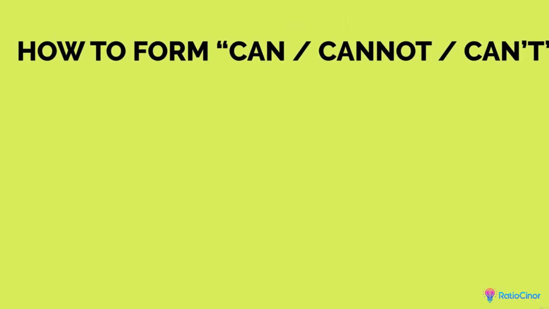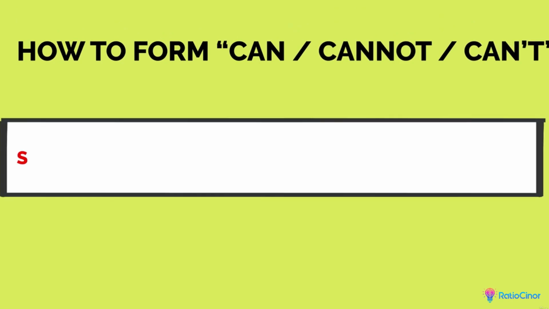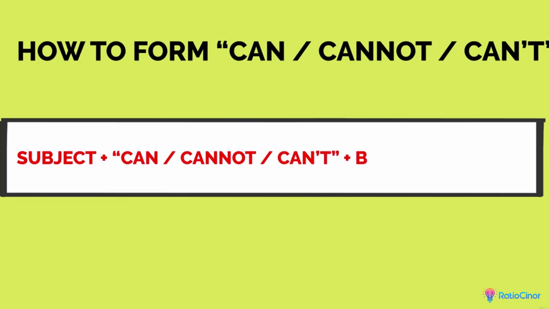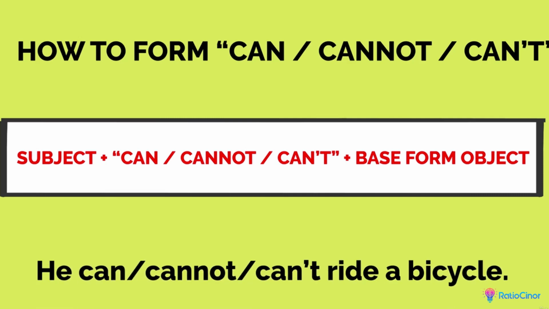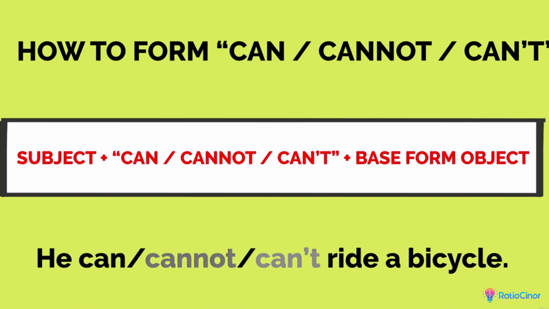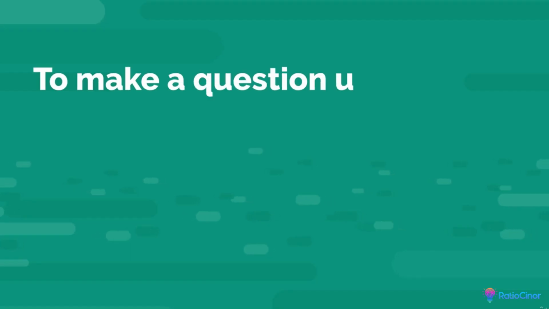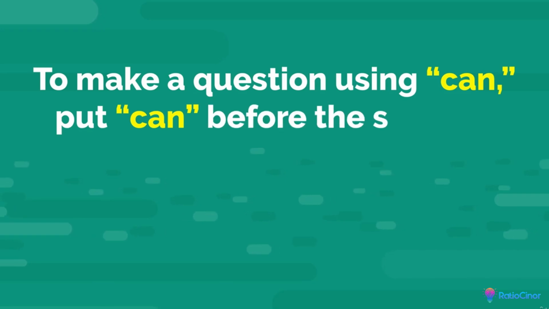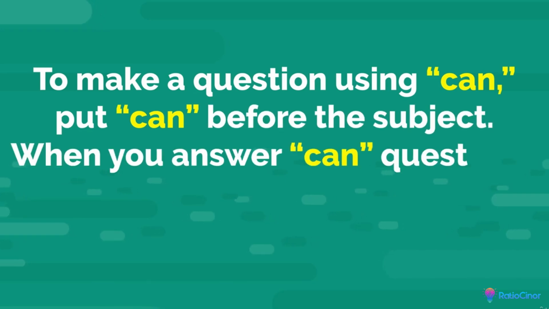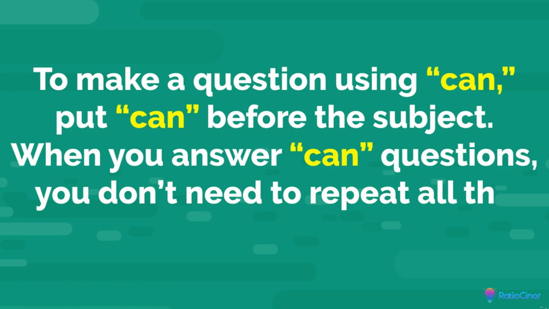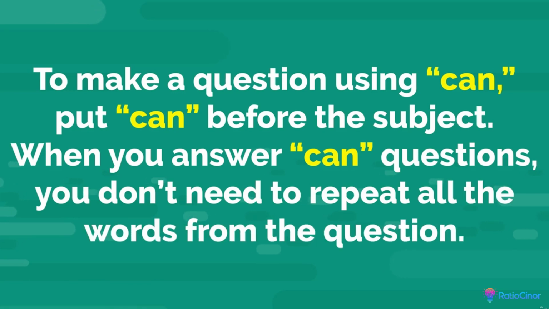How to form can, cannot, can't. Subject plus can, cannot, can't plus base form plus object. He can, cannot, or can't ride a bicycle. Questions and short answers. To make a question using can, put can before the subject. When you answer can questions, you don't need to repeat all the words from the question.